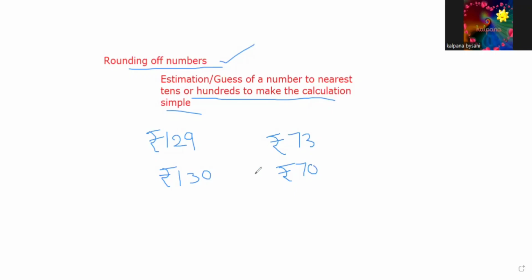The amount he needs to pay to the shopkeeper is around 200. Am I correct? Yeah, 130 plus 70 is 200. Here the estimated value of the bill is 200, which is quite closer to the actual value of the items, that is 202. So here the calculation we made very simple, and that's the reason estimating the number will help us to make the calculation simple and quicker.